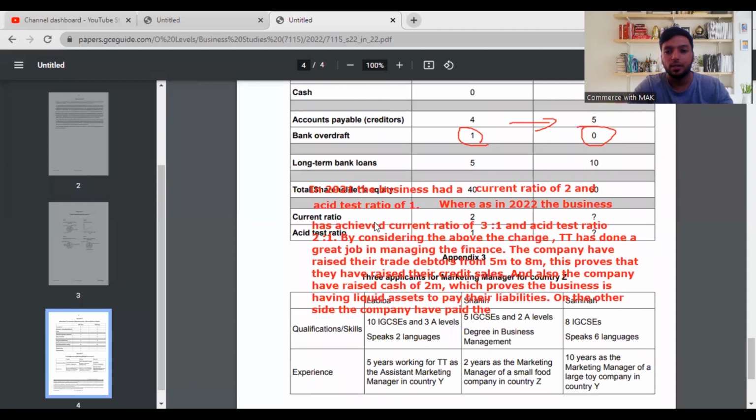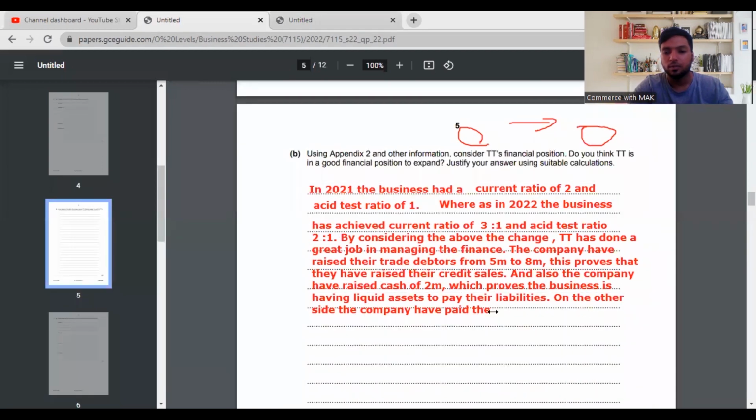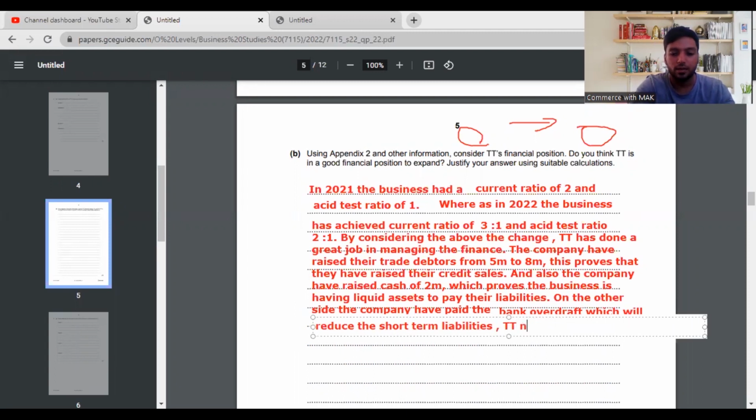So they have paid the bank overdraft, which will reduce the short-term liabilities the company need to meet. TT needs to meet. So we can write TT needs to meet.